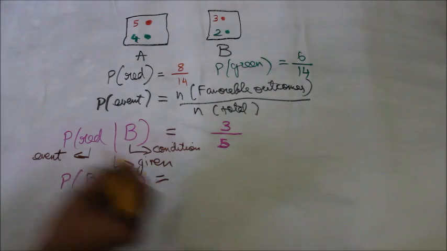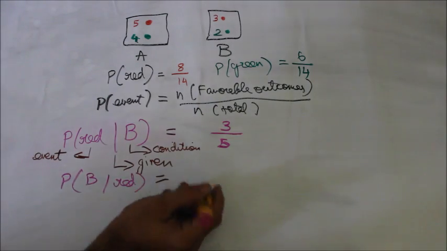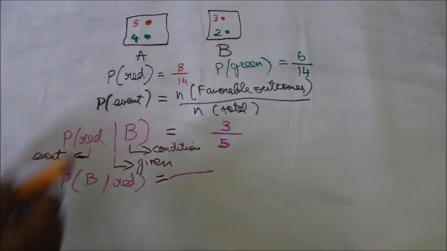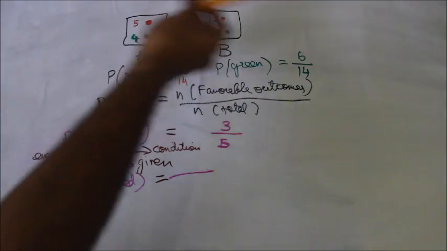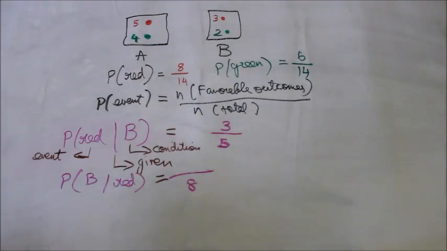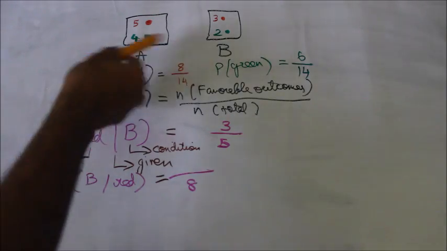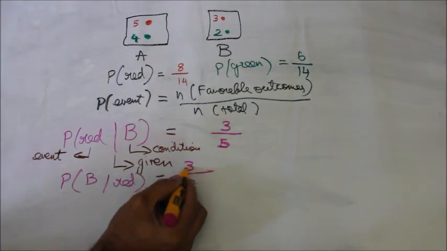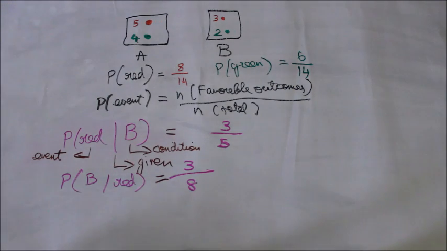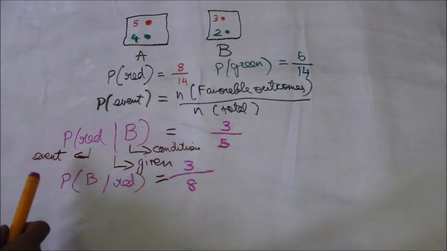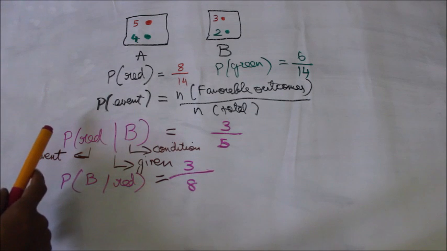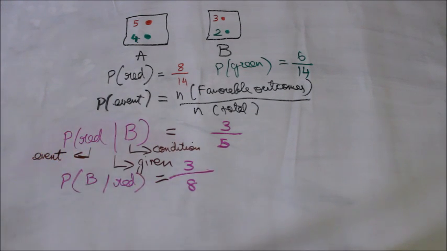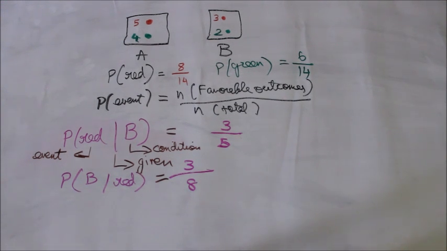Again, the total number of outcomes would now be the total number of red balls, which is 5 plus 3, which is 8, and the number of favorable outcomes would be 3, which is the number of red balls in box B, and the probability here would become 3 by 8. Notice again that probability of B given red and probability of red given B are two completely different quantities, and this is of course because the sample space in both of these are different.